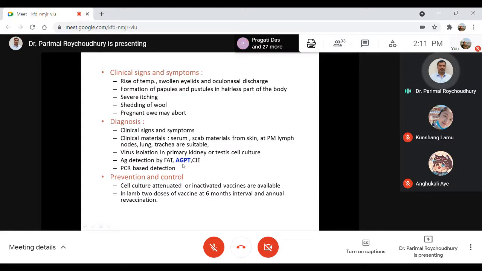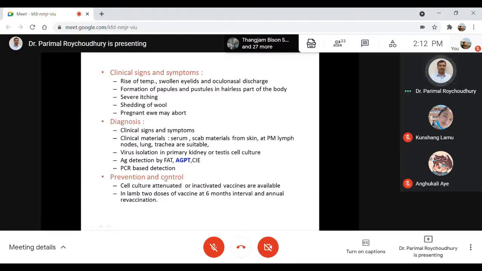One of the easiest is the agar gel precipitation test. We can perform it for rapid detection. Besides, isolation is also quite easy, for isolating the virus in cell culture. So initially, at that particular outbreak of sheep pox infection, we were confused whether it was sheep pox or goat pox. And later on, sequence analysis confirmed that this was goat pox. A 21 nucleotide deletion was recorded. That difference became the basis to identify it as a goat pox virus.